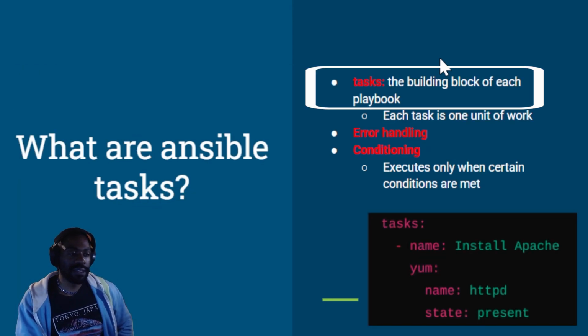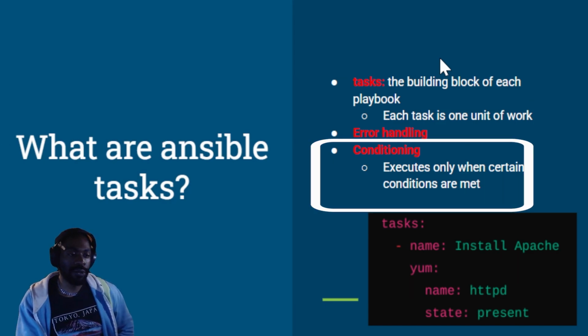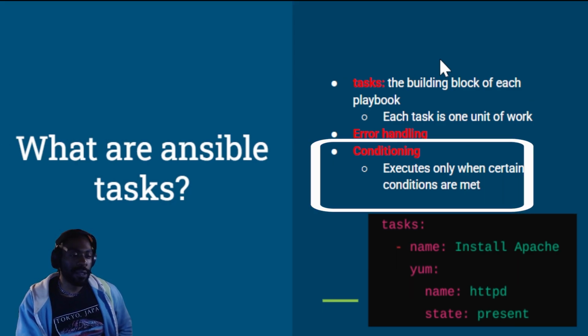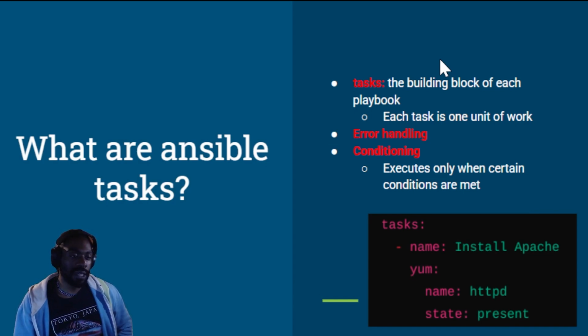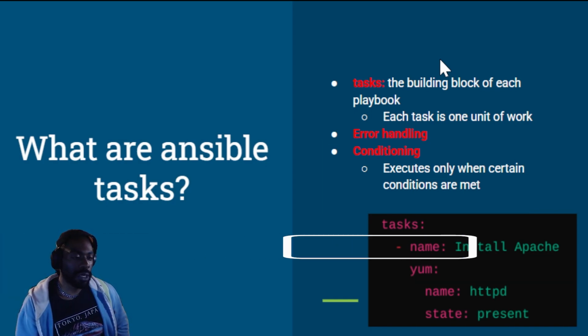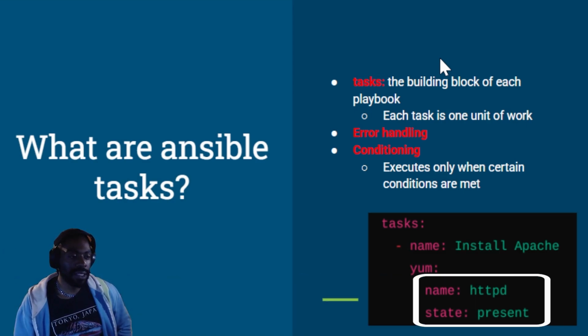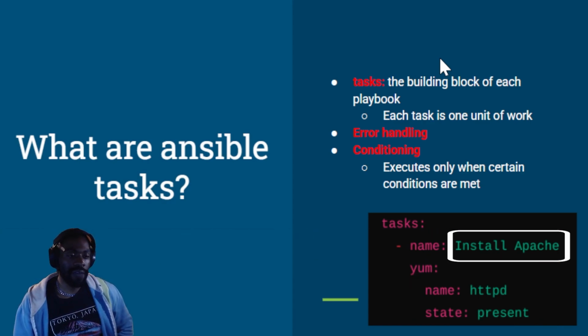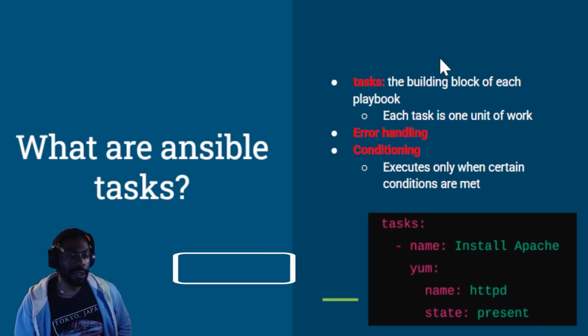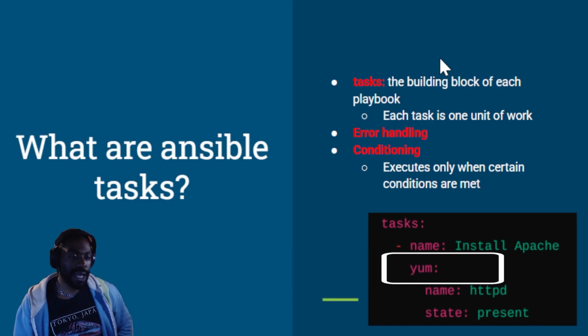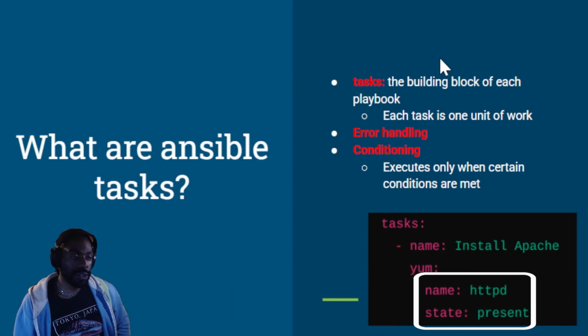What is an Ansible task? An Ansible task is the building block of each playbook. Ansible tasks can handle conditions and even errors. There are three parts to an Ansible task: the task name, the task module, and the arguments you pass into the task module. In our case, we have a task named install Apache. The module we're using to run this task is yum, and yum takes two arguments. Well, it takes more than two, but those two arguments are name HTTPD and state equals present.